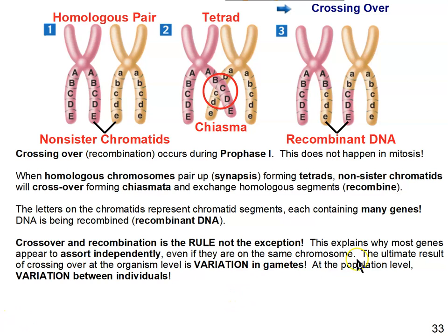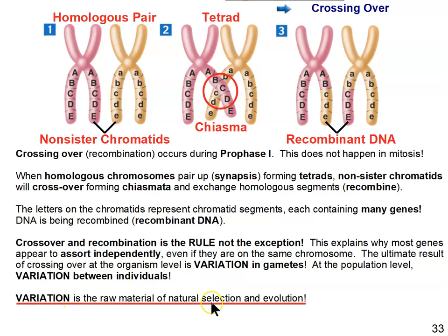And again, as I already pointed out, because I can't help myself, the ultimate result of crossing over is an increase in variation, an increase in shuffling of the genes, which increases variation in the gametes. And also at the population level, there's a lot of variation between individuals, and you know the significance of that. It's the raw material of natural selection and evolution. Variation is where evolution begins. It's where what natural selection acts on and allows species to evolve. All right, so that all happens during meiosis I, or actually prophase of meiosis I, so prophase I.